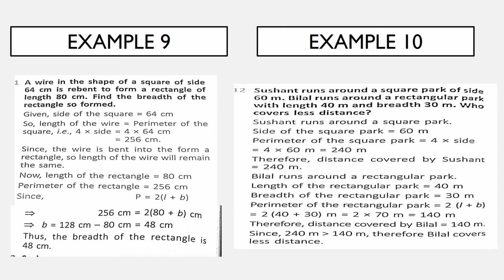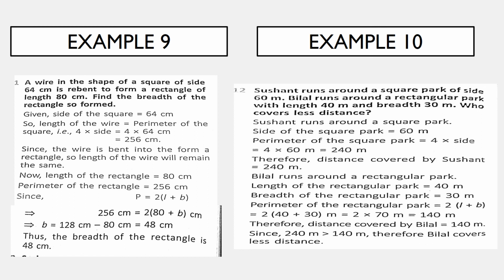Now 2 is in multiplication this side. If we go to the other side, it will come in division. So 256 divided by 2, that gives 128 centimeter. So 128 centimeter is 80 plus breadth. So now 80 will go that side. So breadth will be equal to 128 minus 80. So that is 48 centimeter. Thus the breadth of a rectangle is 48 centimeter.